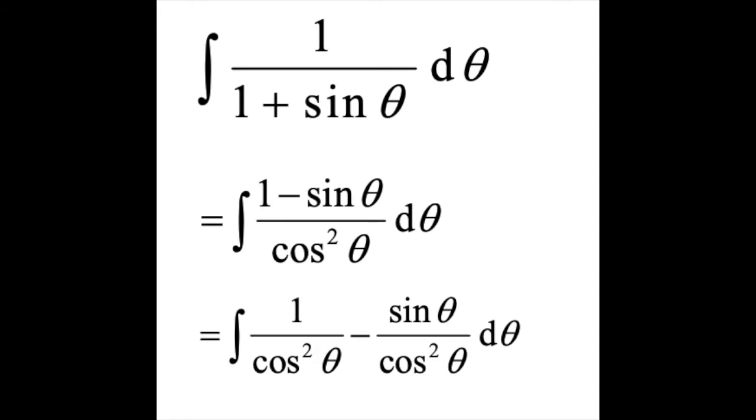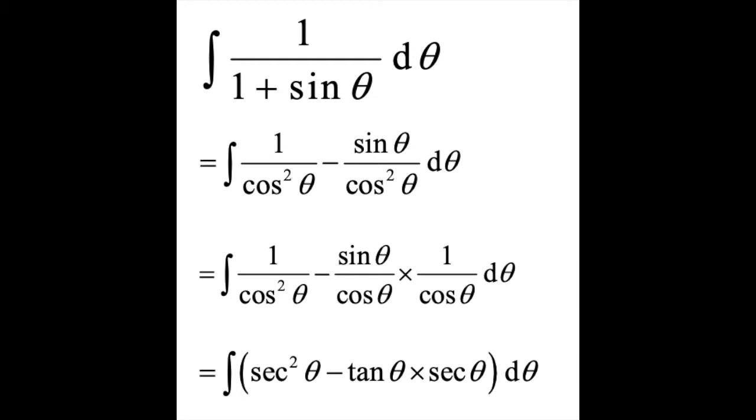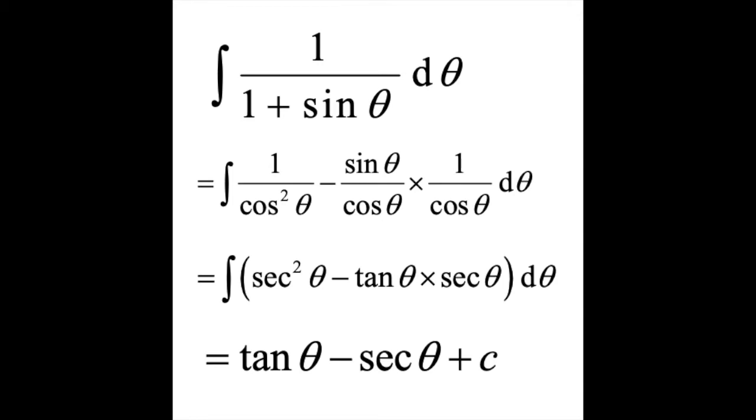1 over cosine square theta is going to be secant square theta. And sine theta over cosine square theta, you can split into sine theta over cosine theta times 1 over cosine theta. So in the end, it will become integrate secant square theta minus tangent theta secant theta d theta. So that will be something we're familiar with. Final answer will be tangent theta minus secant theta plus c. Okay, c is just an arbitrary constant.